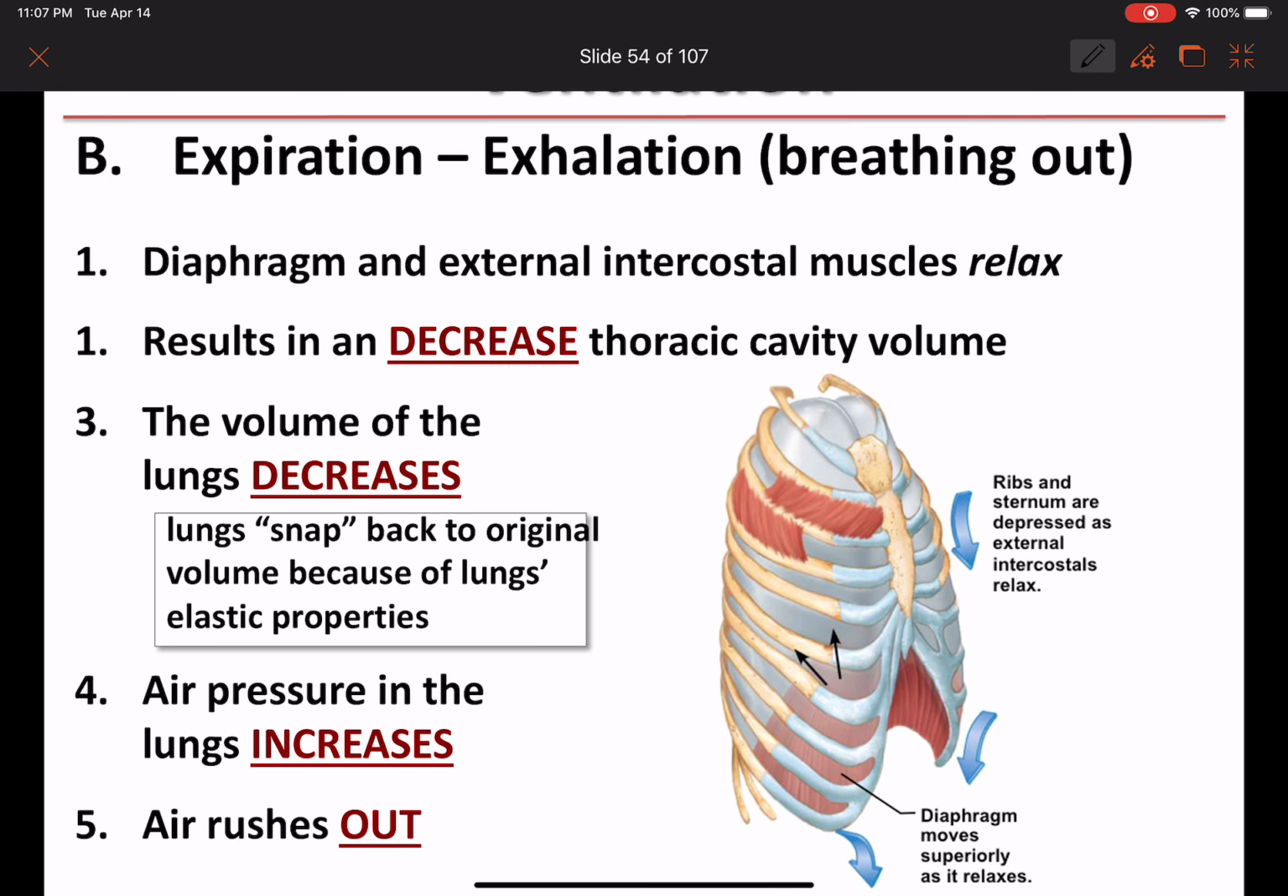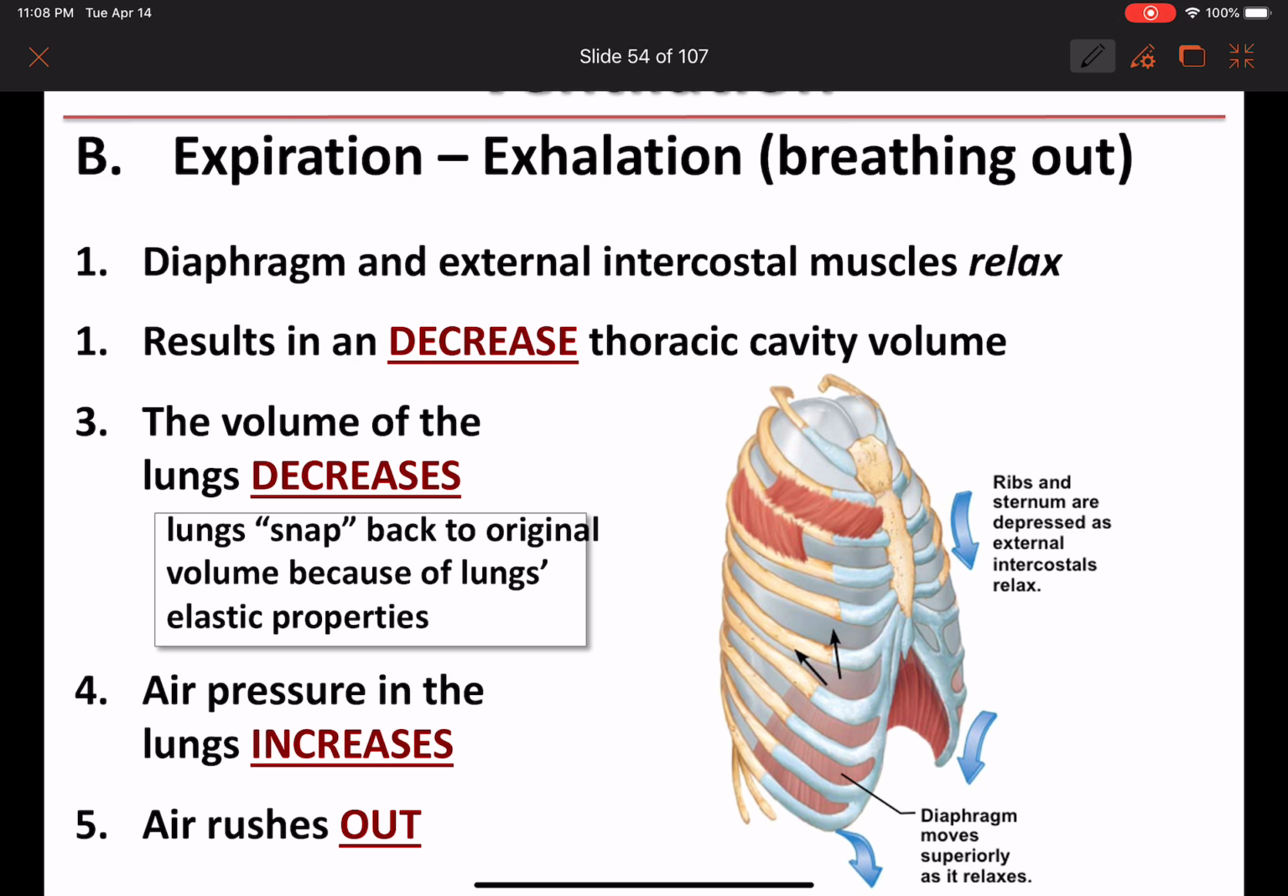All right, so let's talk about the mechanics of expiration or exhalation, the act of breathing out. So basically with exhalation, the diaphragm and the external intercostal muscles relax, and as a result, the entire thoracic cavity decreases in its volume. And so as a result, you see a contraction of the parietal pleura surrounding the lungs, and in turn, a contraction of the visceral pleura, and that basically causes the alveoli to be kind of squeezed or compacted, and that is the force necessary to drive the air out.